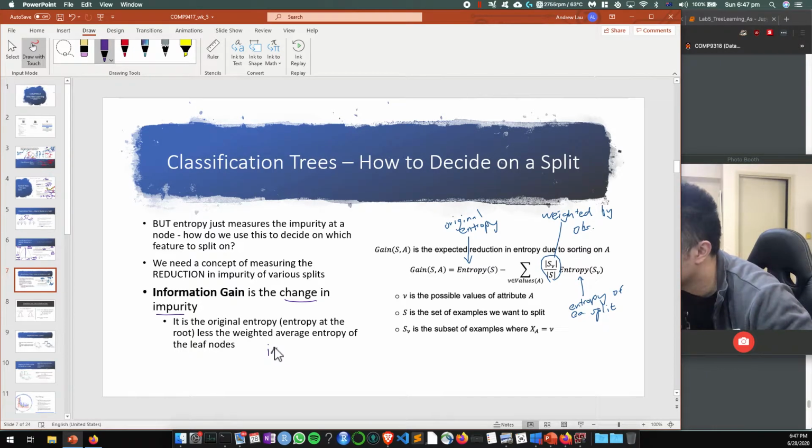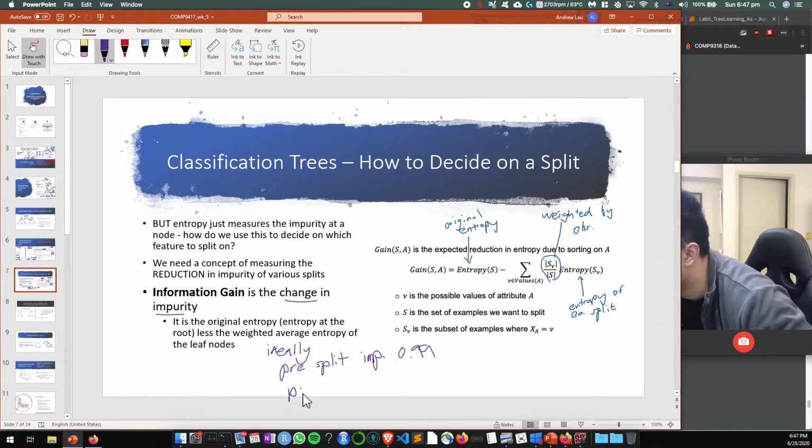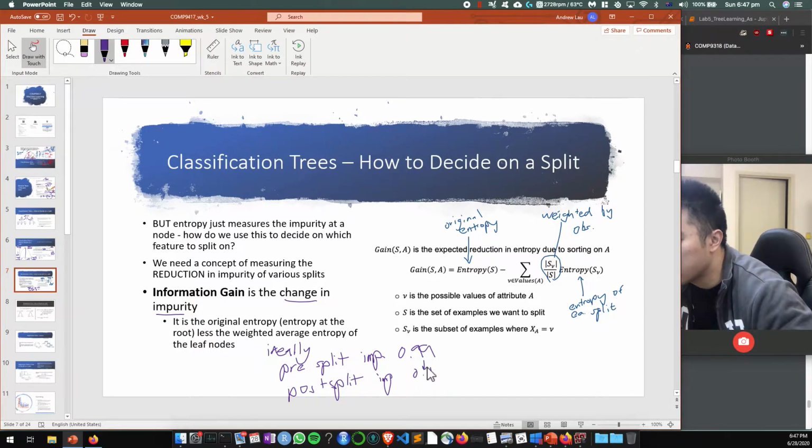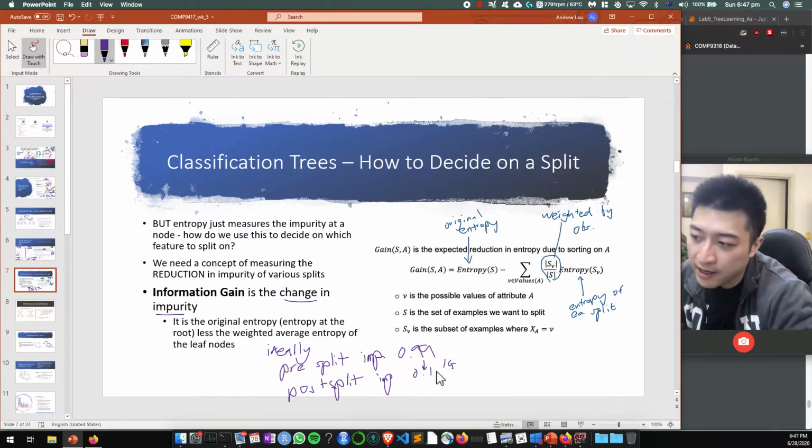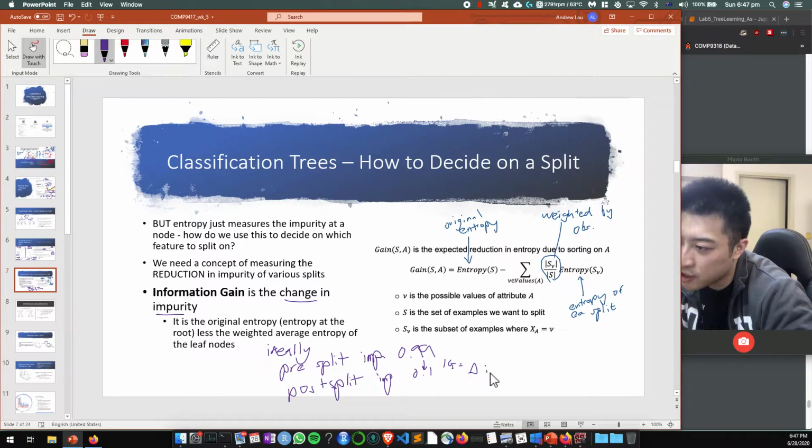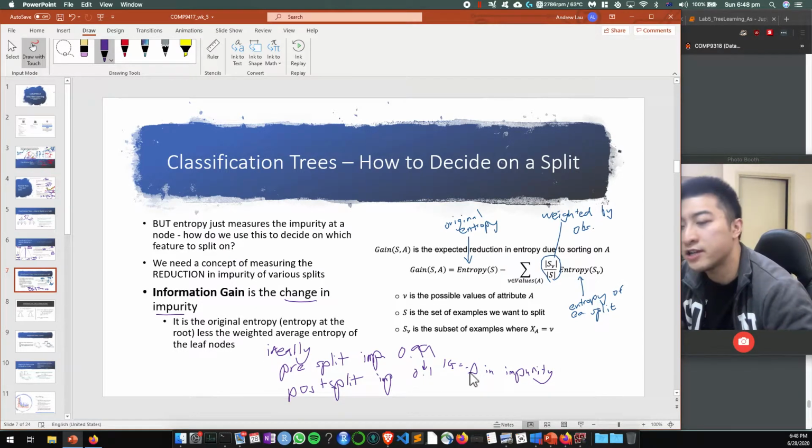Now, ideally, you'd have, let's say, pre-split, some sort of impurity of, I don't know, I'm going to make it up, let's say it's got 0.99. Then let's say after the split, maybe the impurity is, I don't know, 0.1. That seems pretty good to me. I'm trying to illustrate that what we want to do is decrease the impurity, right? As much as we can. This is the information gain. Information gain is effectively the negative change in impurity.